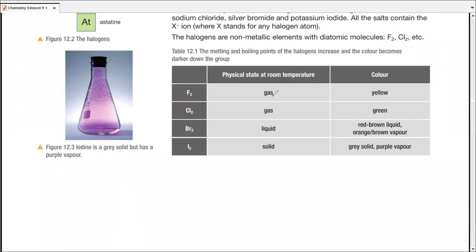If we look at the physical states, two of them are gases at room temperature. One of them is a liquid. This is probably the only liquid at room temperature among the non-metals in the periodic table. And the last one at the bottom is solid, that is iodine. Now, the colors are pale yellow and pale green for fluorine and chlorine. There is a red-brown liquid for bromine, and it is also considered an orange-brown vapor because it can vaporize very easily.